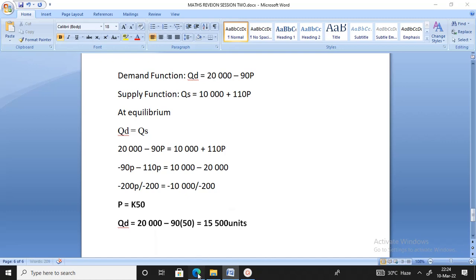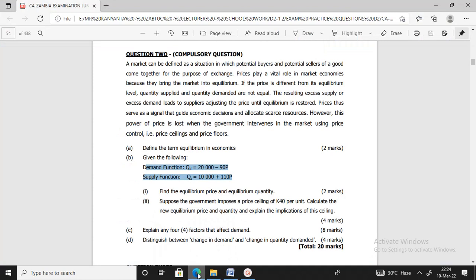Let's get back to the question and see the other questions there. Find the equilibrium price and equilibrium quantity. We've just done that. Suppose that government imposes a price ceiling of 40 per unit. Calculate the new equilibrium price and quantity and explain the implication of that. Now, if government imposes a price, the demand and supply might not be at equilibrium, because if you impose a price, the quantity demanded and quantity supplied will be totally different.